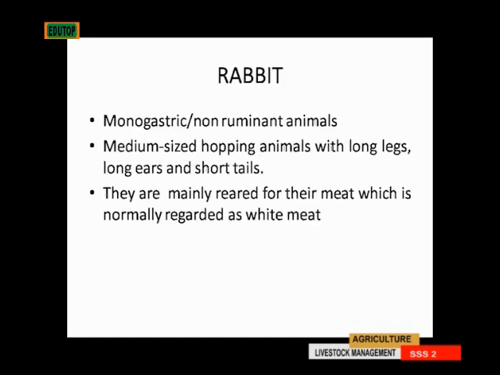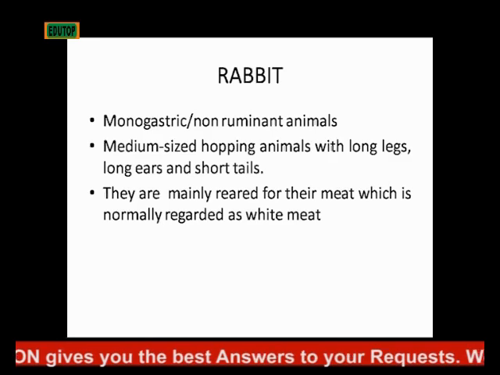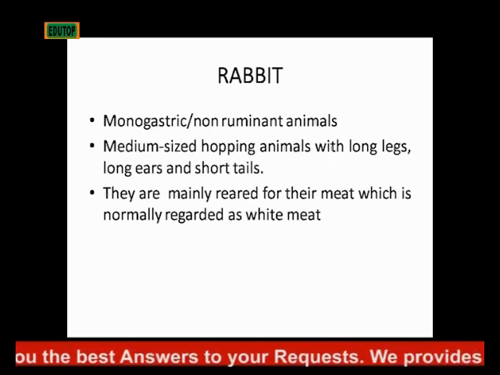Rabbits are monogastric animals, or what we call the non-ruminant animal, just as we have in our pigs and domestic fowl. They are non-ruminant animals. They are medium-sized hopping animals. They hop. They have long legs, long ears, and short tails. Then rabbits are mainly reared for their meat, which is normally referred to as white meat.